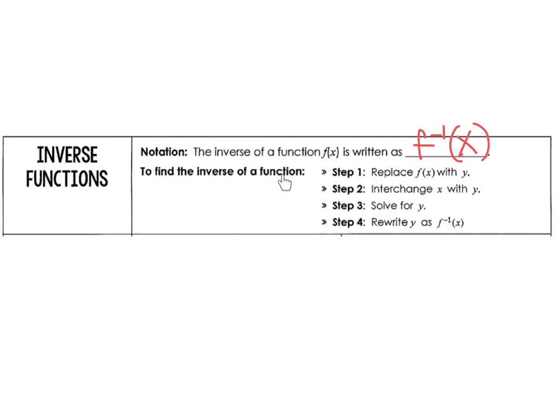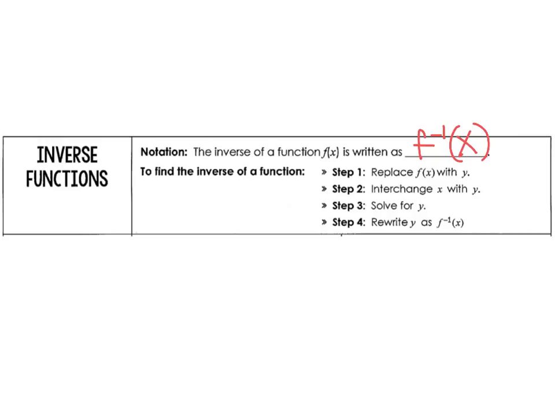To find the inverse of a function, the first thing you want to do is take your f of x and replace it with a y. Then you want to switch your x and y. Your third step is to solve for y. And last but not least, rewrite your y as the inverse of the function, so as f inverse of x.